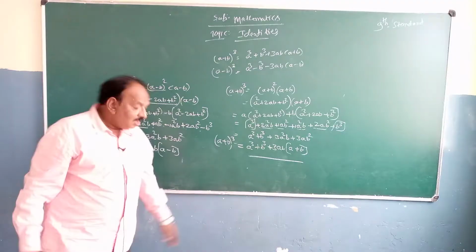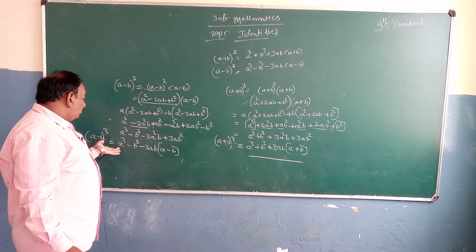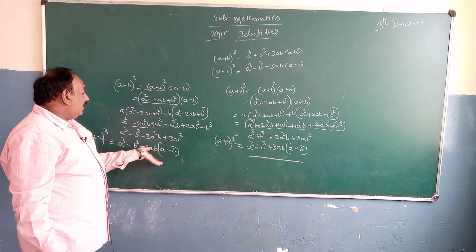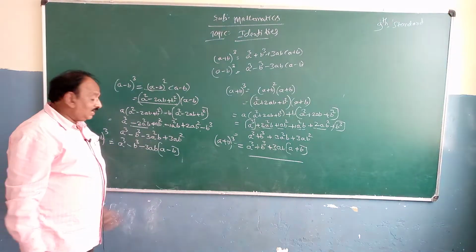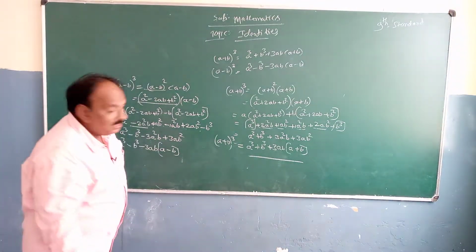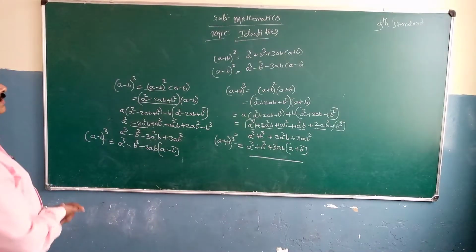Or we will read like this: a cube minus b cube is equal to (a - b) into 3ab, or we will write like this. So today we are going to solve some problems based on this.